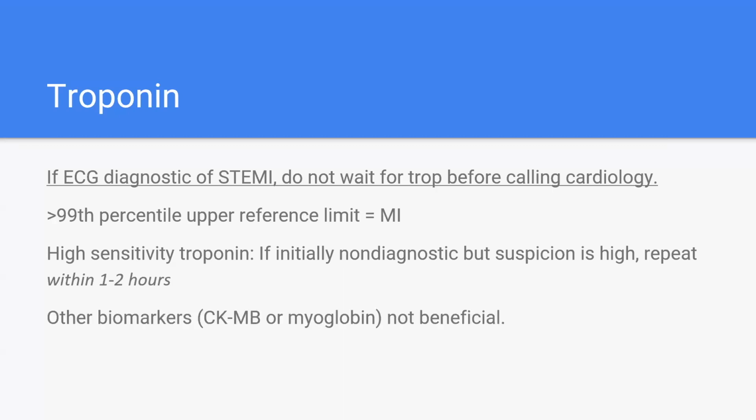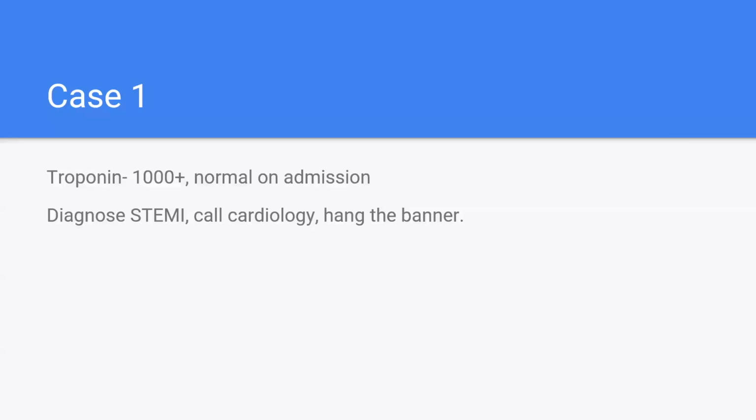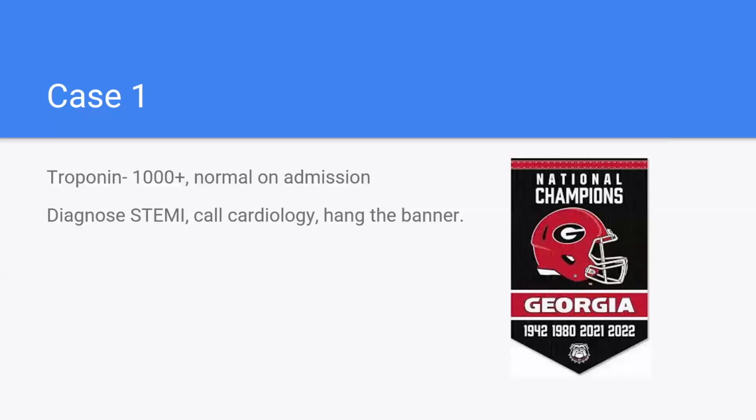Other biomarkers I remember learning about, we almost never use anymore. The CKMB and the myoglobin, really not beneficial anymore. Just stick with the high sensitivity troponin. All right, back to our case. Troponin 1,000 plus, even higher, was normal on admission. Of course, we diagnose STEMI, we call cardiology, and we hang the banner. Okay. Good job. All right, next case.